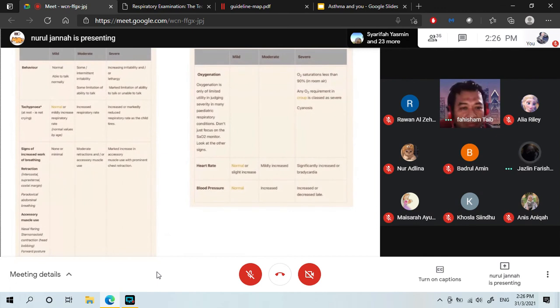All right, so this is how to differentiate whether it's mild, moderate, or severe. Firstly, for behavior, if the patient can still talk normally, it is a mild presentation. If the patient sometimes gets irritable, and sometimes can talk but with some limitation when we talk to the patient, then it is moderate. But if the patient looks lethargic and has increased irritability, and there is limitation of ability to talk or the patient is unable to talk due to shortness of breath, it is severe.